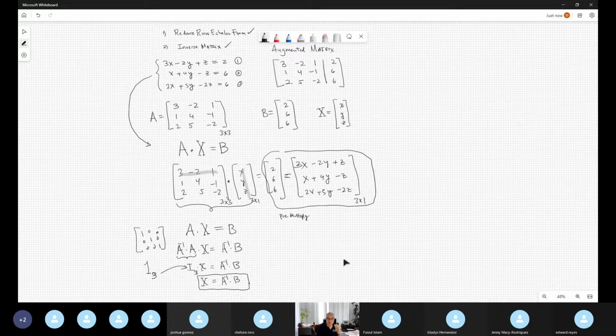But in the test I am specific. I want you solving by inverse. I want you solving by echelon. If you solve it by another method, no credit. Or we have another way. I want to explain now. Let's come back to the GeoGebra.